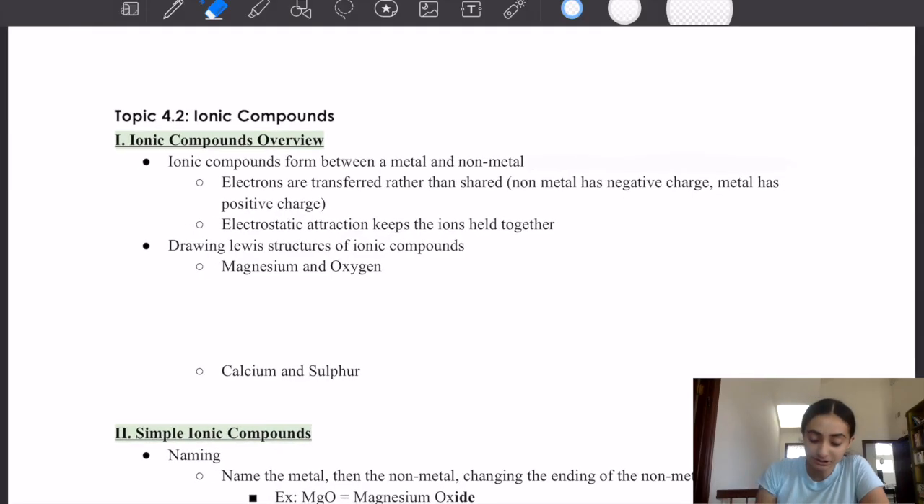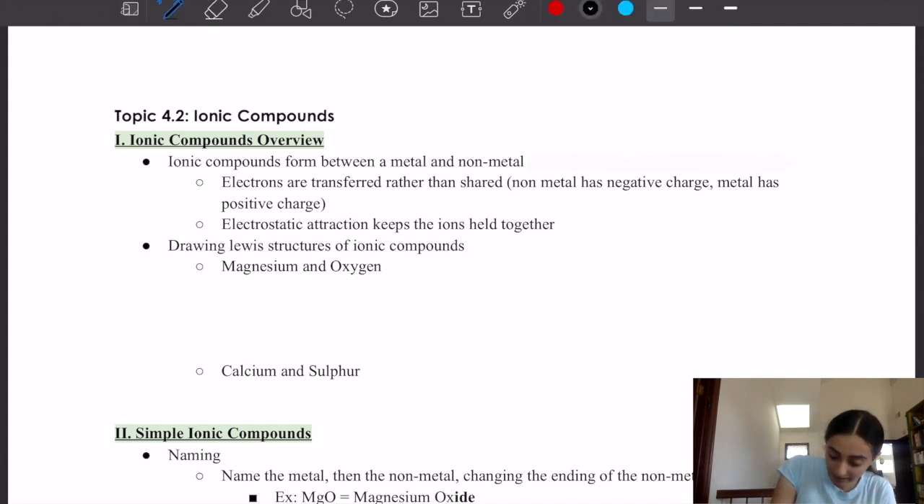Okay, so I'm first going to do an overview on ionic compounds. Ionic compounds form between a metal and a nonmetal. So we know that in an ionic bond, electrons are transferred rather than shared. And this is the same case with an ionic compound, because the nonmetal is going to have a negative charge and the metal has a positive charge. And the electron will be transferred from the metal to the nonmetal because the nonmetal will be more electronegative.